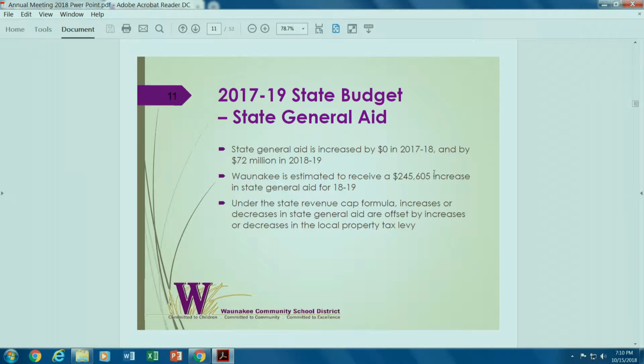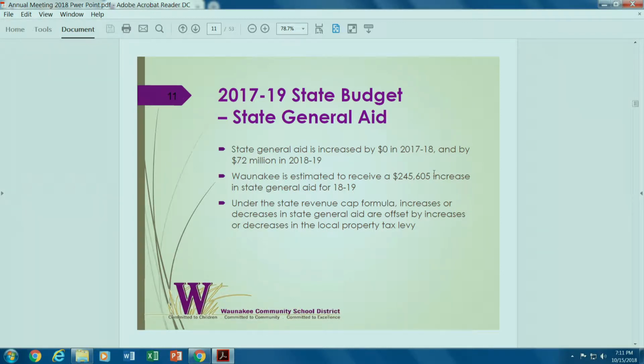When we take a look at our state general aid, our increase for 17-18 was $0.72 million at a state level in 18-19. So Waunakee is estimated to receive 245,000. I actually looked up what the actual was today because those were released today. We're at 270,000. So we have a $24,000 increase in our state general aids for this year.